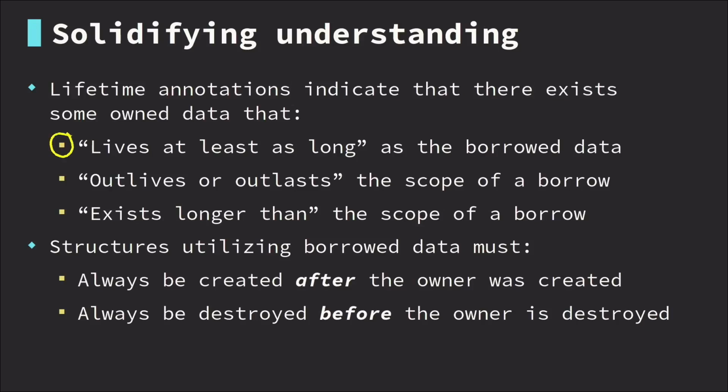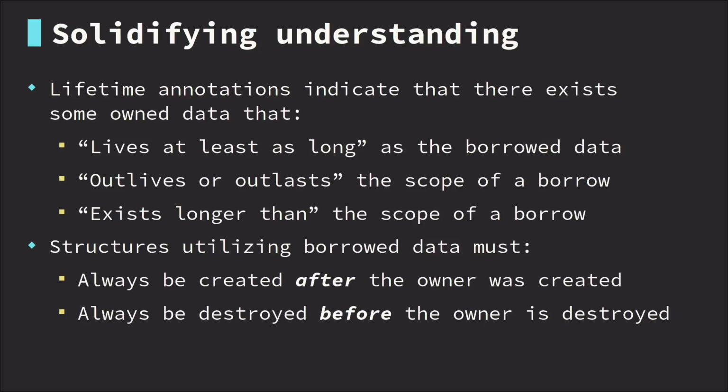So let's say you create a structure and you want to borrow from it. You'll have to ensure that the structure lives at least as long as that borrow in order to use it, because if you delete the structure, then you can't borrow from it because it's been deleted. There exists some owned data that outlives or outlasts the scope of a borrow. So if you create some data and you create a new scope, then within that scope, you can borrow as much as you want. Once that scope ends, your borrow is destroyed, but the data you created before the scope is still lying around. So that's totally okay to do.